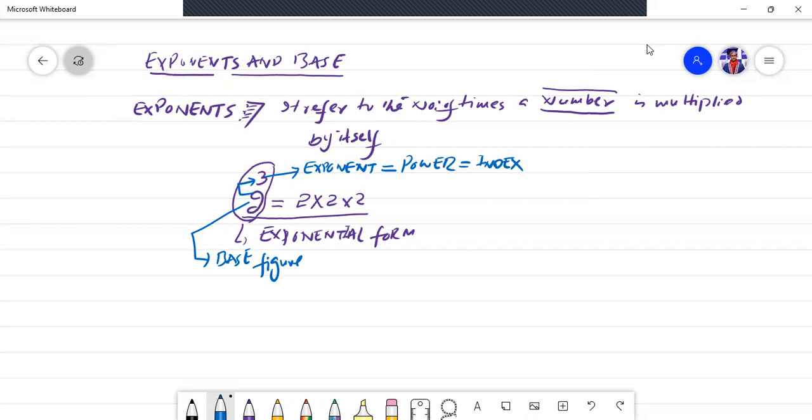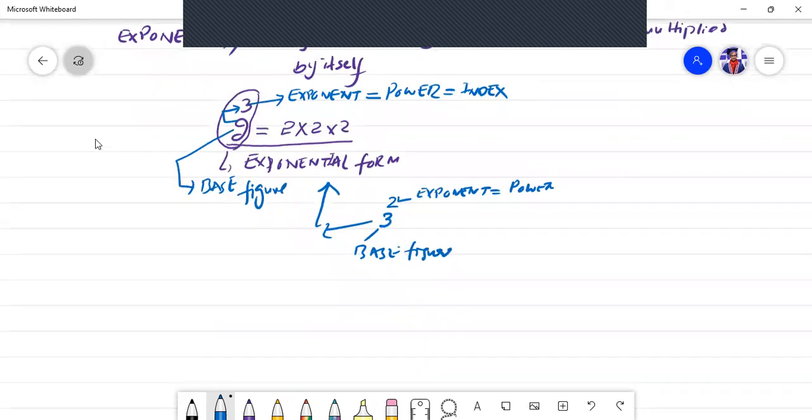Let me tell you another example. 3 raised to the power 2. So this 2 is your exponent or power, and this 3 is your base figure, and this whole term is your exponential form. This whole term is famous as exponential form.